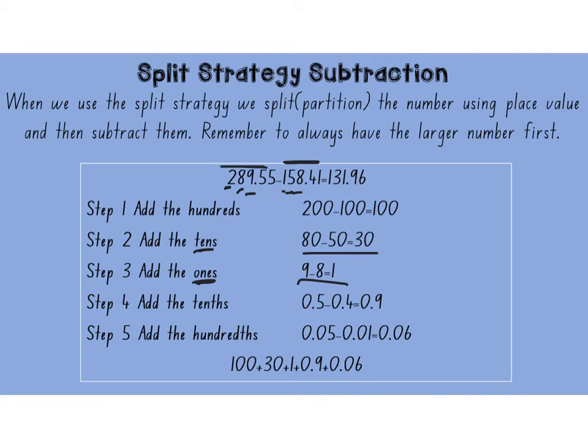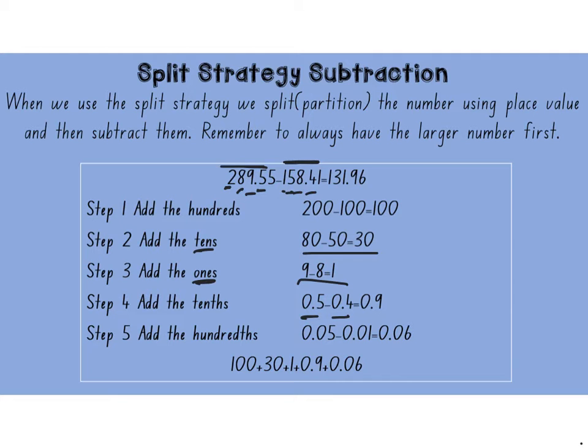And then we need to subtract our tenths. So as a decimal, 5 tenths looks like this. And 4 tenths looks like this. So it should look like 0.5 and 0.4. Then all you do is 0.5 take away 0.4. And since they're in the same spot, we just do 5 take away 4, which is 0.1.